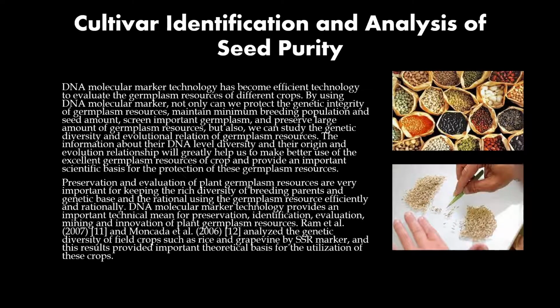Cultivar identification and analysis of seed purity. For a long time, plant cultivar identification and seed purity tests were mainly based on phenotypic traits. However, the rapidly increasing crop cultivars, the close evolutionary relationship among some cultivars, and the confusion of varietal names and local names, in addition to the phenomena of homonyms and synonyms, have made it more and more difficult to collect, classify, and conserve plant resources.